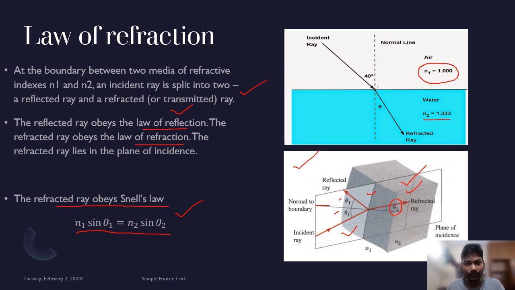Air is always taken as n1 equal to 1, and this is the normal line. When the incident ray is falling at 40 degrees, and the light ray goes from a rarer to a denser medium, it bends towards the normal. So theta 2 we can find out by applying n1 sin theta 1 equals n2 sin theta 2.